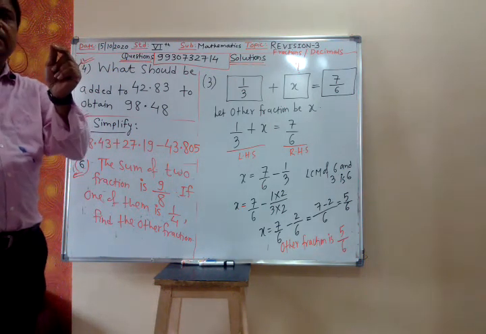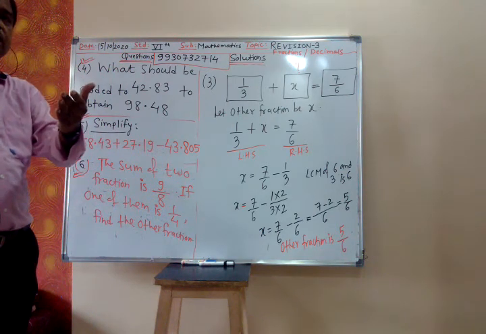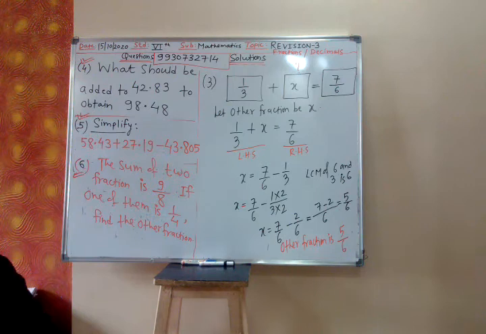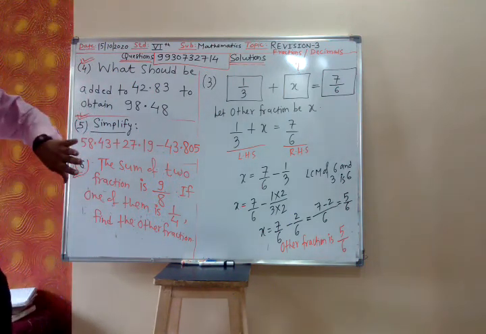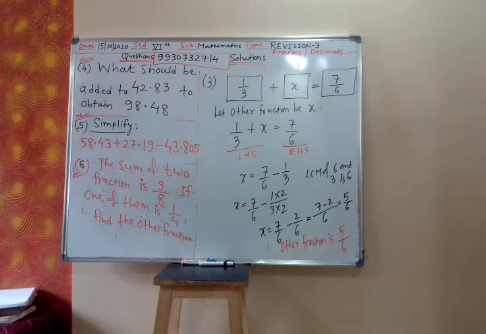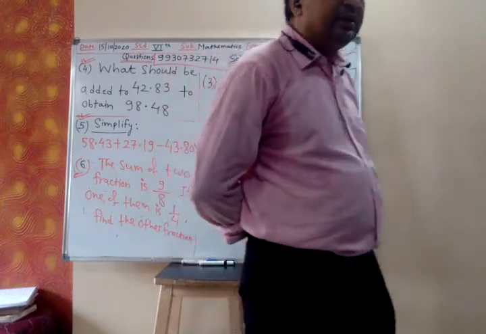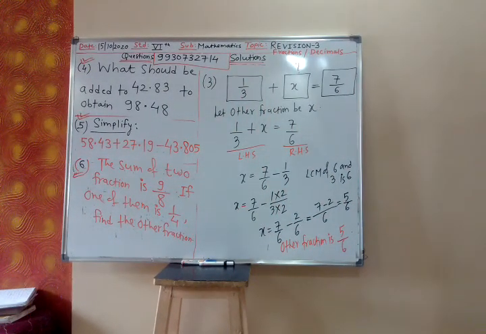There are 5 marks for active participation, wherever I am asking you to solve the problem. No, class is not over, my dear. 2 minutes are there. 1 minute is there. Complete it. Send me on the WhatsApp.